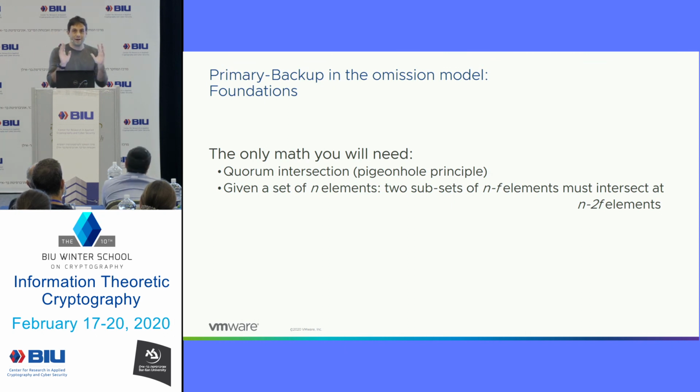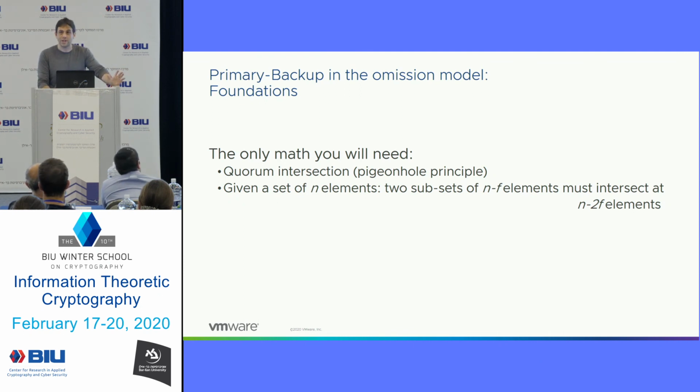So why is this the case? You can maybe draw it and see that if you have n minus f for one set, then the other set can put f outside of this set, but then it has at least n minus 2f remaining elements that have to go to the first set. So the intersection is n minus 2f. Again, this is kind of pigeonhole principle. This is the only math that you will need for these protocols.